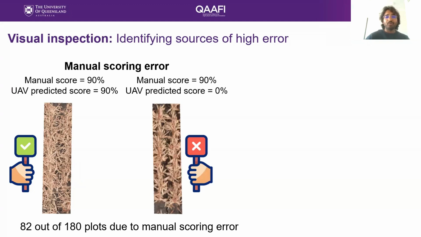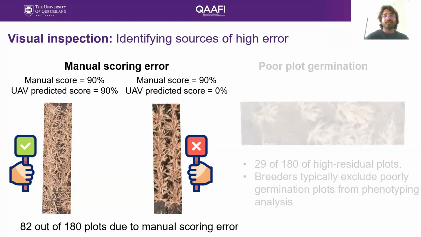However, in another plot, the image showed no lodging, but the recorded manual score was 90 percent, while the UAV predicted score was 0 percent. Therefore, this suggested that some field scores may have been incorrectly recorded or assigned. Overall, 82 out of the 180 visually inspected plots appear to be affected by this type of scoring inconsistency.